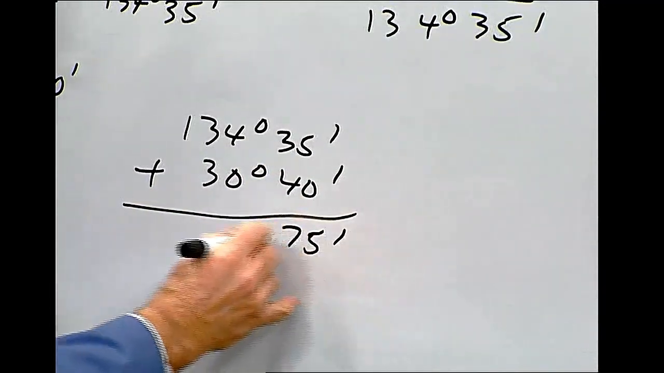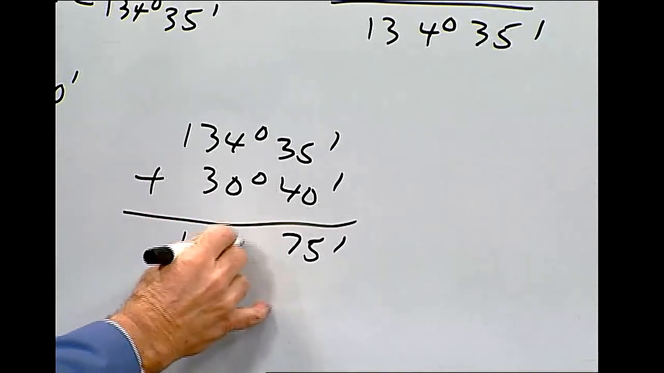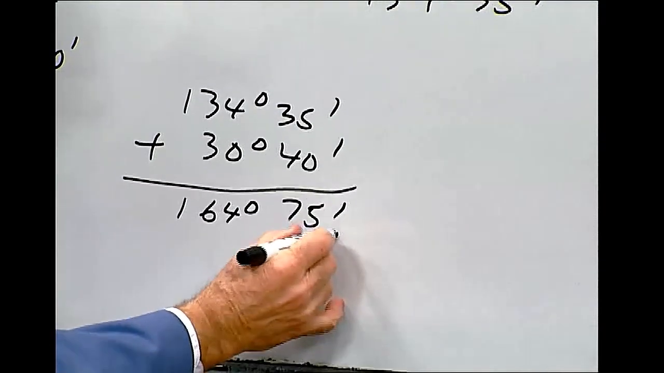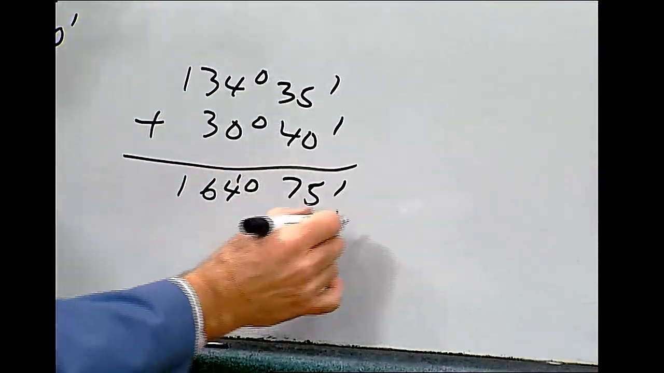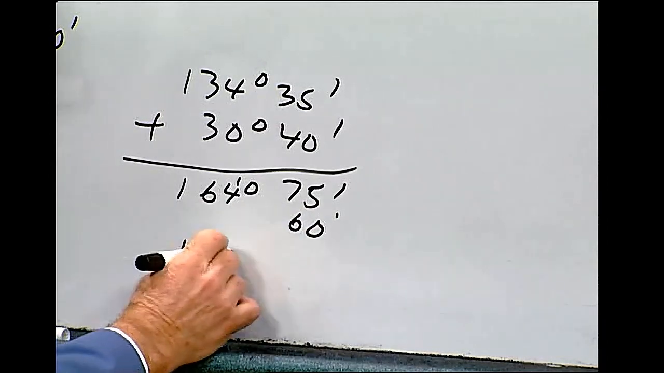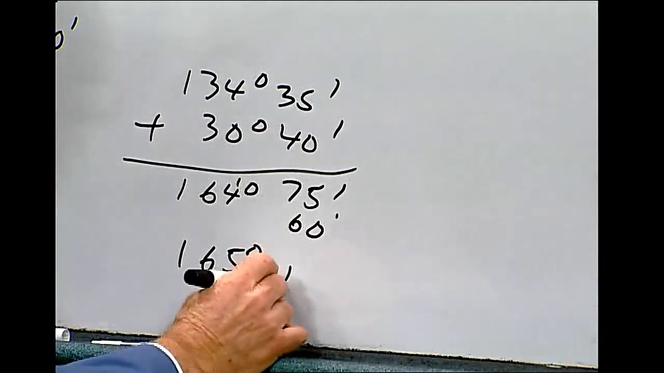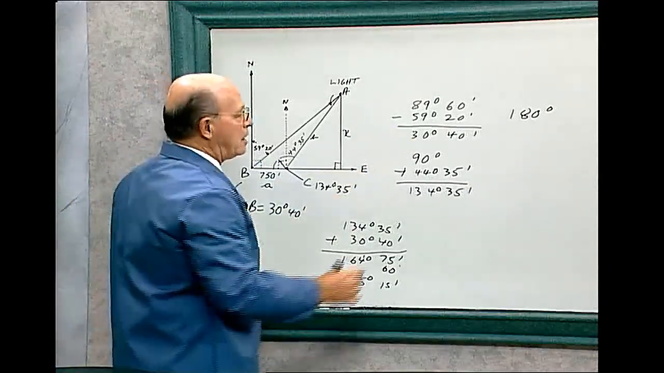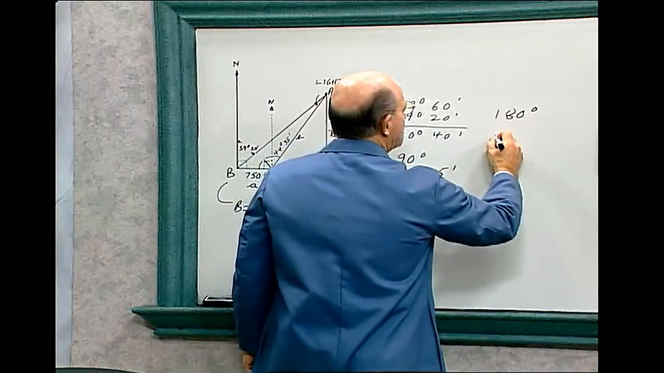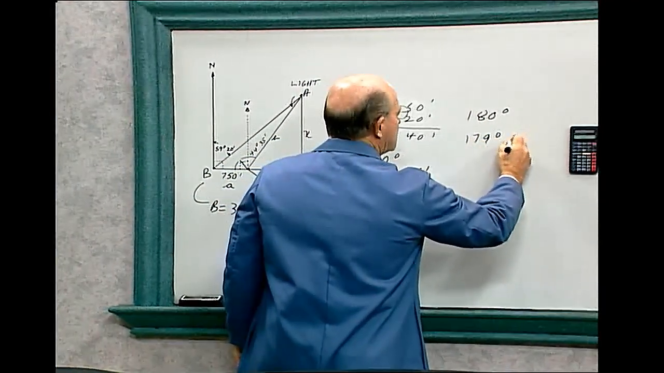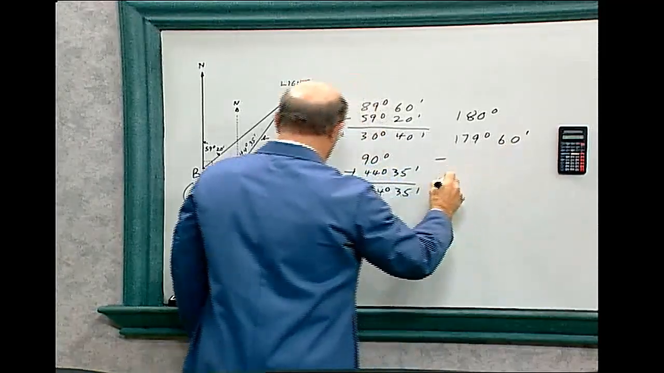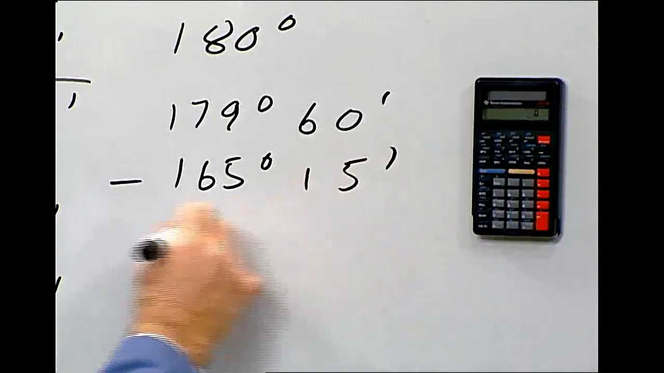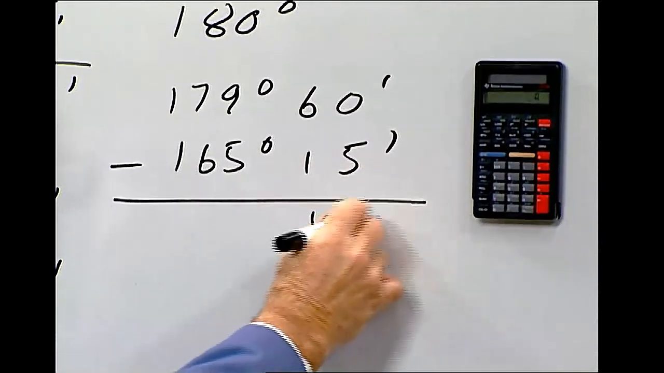That'd be 75 minutes, and this will be 164 degrees. Now we have to deduct 60 from here, bring it down, minutes, and we'll add 1 onto here. So that will equal 165 degrees and 15 minutes. Now we deduct that from 180, and we know we have to convert this into 179 degrees, 60 minutes, and deduct 165 degrees, 15 minutes. This will be 45 minutes.